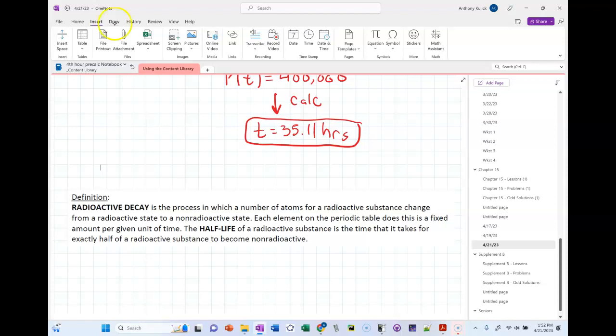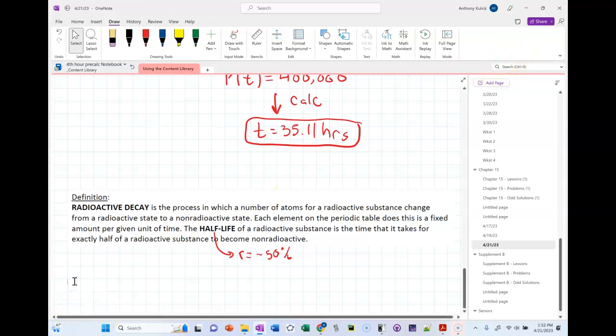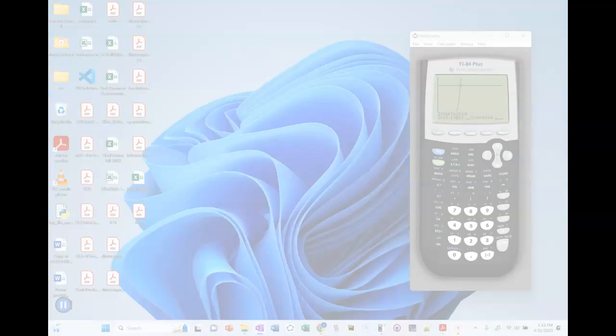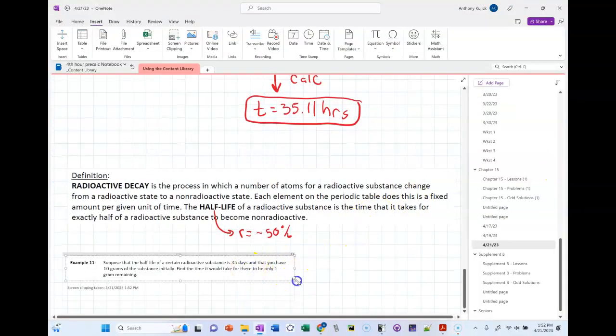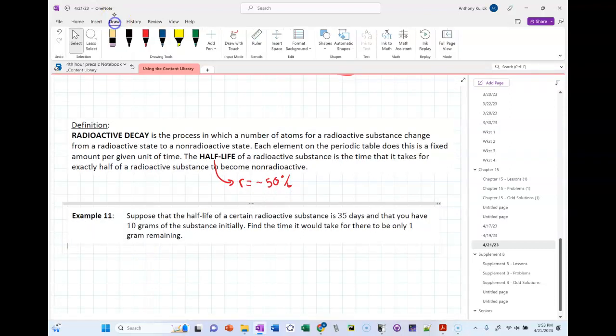So the big takeaway here is that this is going to work just like our population model. But as soon as I see half-life, I'm just going to know that R is negative 50%. That is the takeaway. Otherwise, these are going to work exactly the same as our population models that we just got done talking about. So nothing really new, just that we recognize that a half-life means that R is negative 50%. Okay.